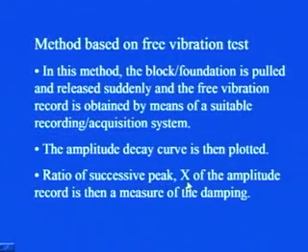Then the ratio of successive peaks, that is x, of the amplitude record is a measure of damping. So, you will get successive peaks and downs for that. The ratio of successive peaks of the amplitude gives you the measure of damping. How it is done, let us try to see with the help of this particular figure.